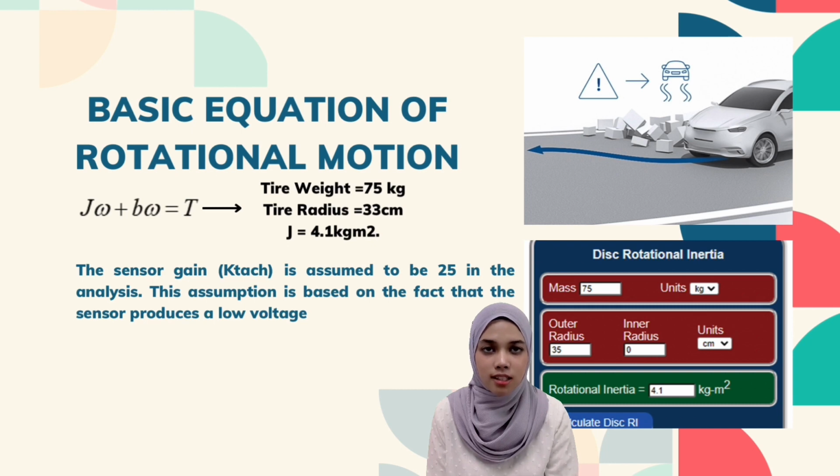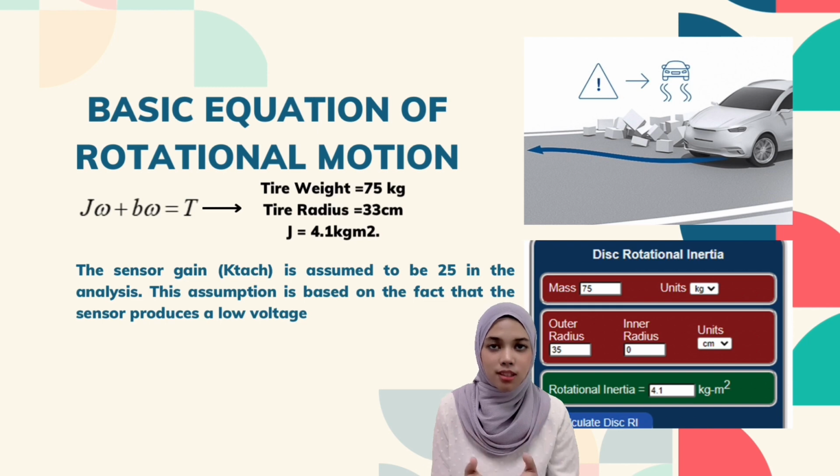In the controller analysis, the actuator gain K actuator is assumed to be 0.25. This is due to the hydraulic system's high pressure. So to achieve the desired pressure at the braking system, the valve and the pumping system will not have to do much work. Next, we're going to translate all of the information we have into a transfer function.